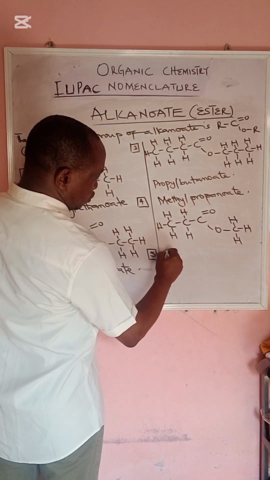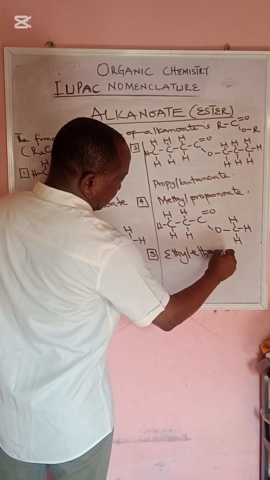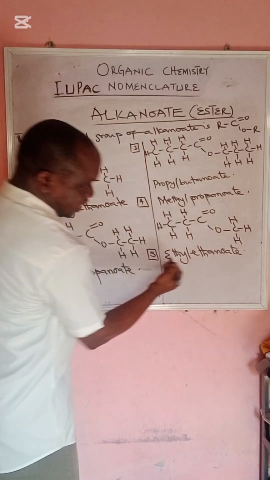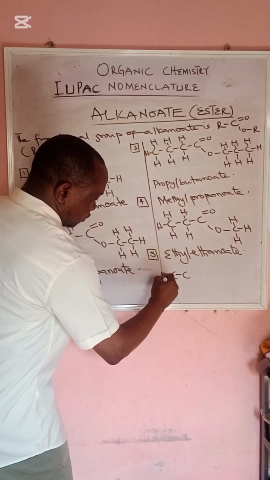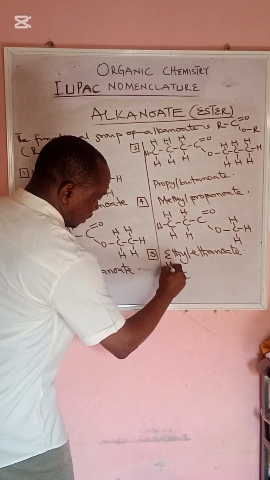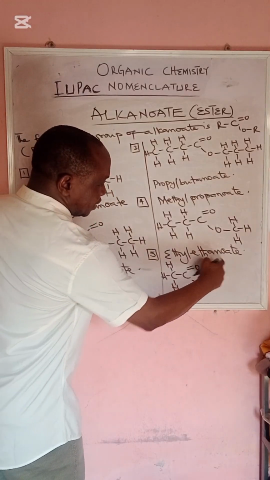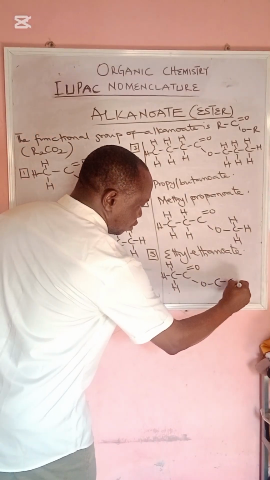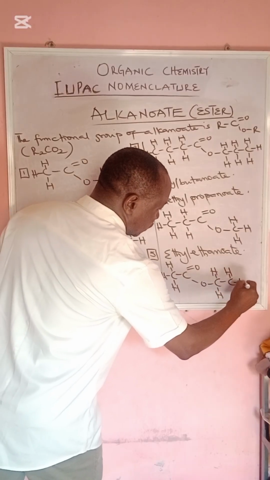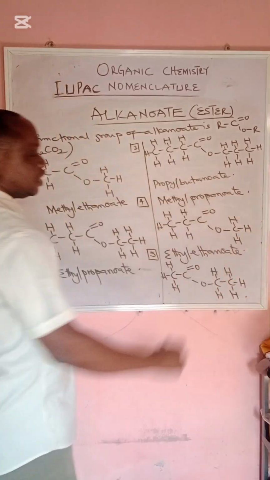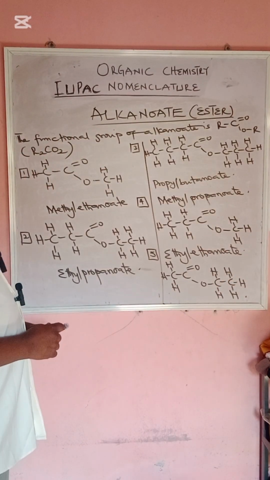5. Let's say you have to draw the structure of ethyl ethanoate. You start from ethanoate. Ethanoate starts from 2 carbon atoms. 1, 2. Hydrogen here, hydrogen here, hydrogen here. Remember, this is double bond, single bond oxygen. Then ethyl. Ethyl is 2 carbon atoms. Hydrogen, hydrogen, hydrogen, hydrogen, hydrogen. That's how to draw the structure from the name.